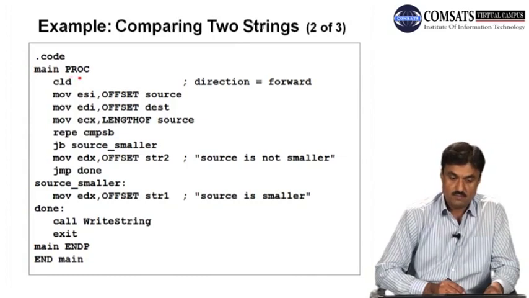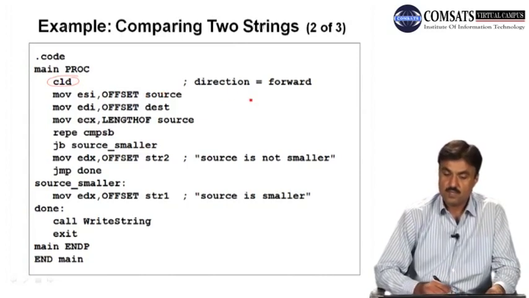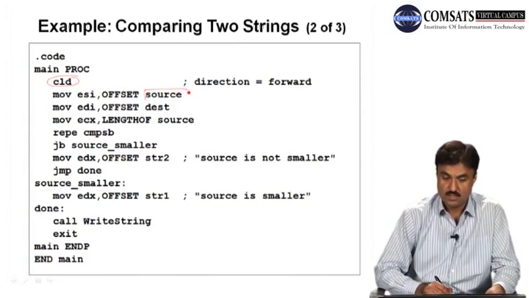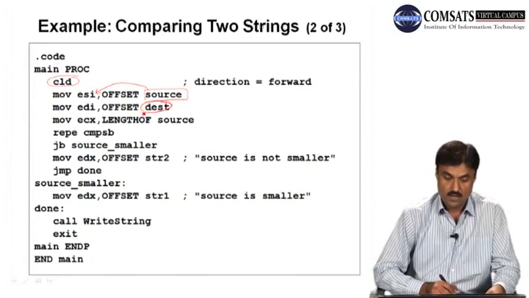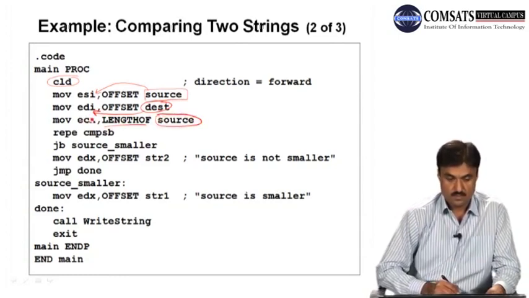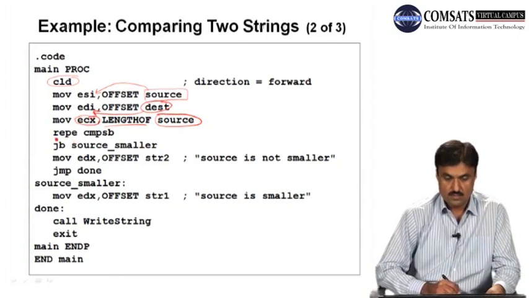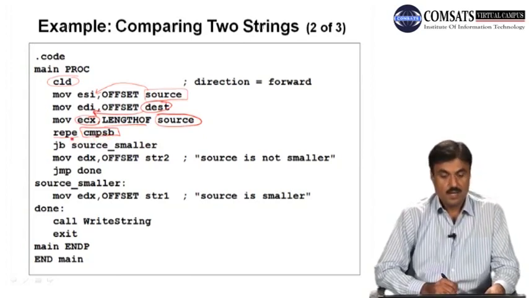First, we will clear the direction flag. Source is a string array, an array of bytes, and it is moved to ESI. Destination is an array of bytes, and it is moved to EDI. The length of source is inside ECX. So we repeat CMPSB, our byte comparison, and we repeat until they are equal.